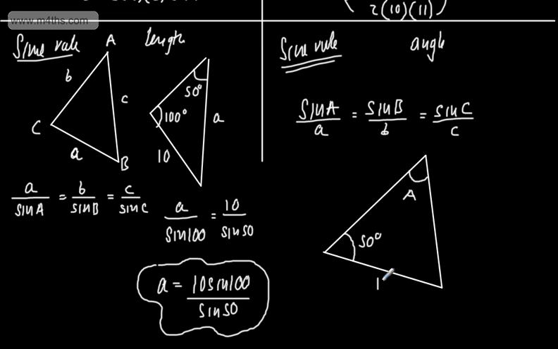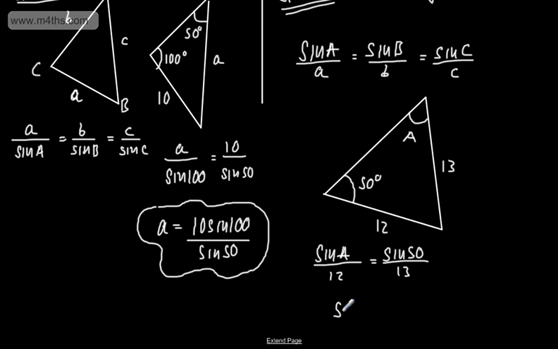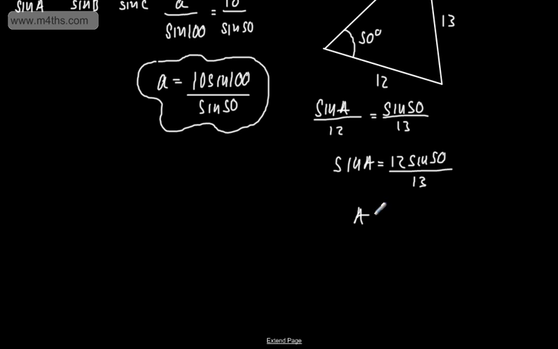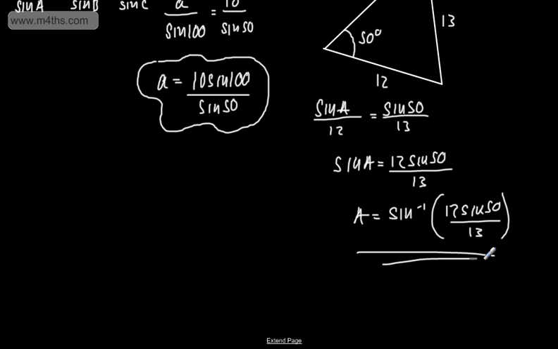Let's say that this was going to be 12. And then this one right here, let's just make up some number. Let's say that that's going to be 13. And we wanted to find the value of A. We could say that sine A over 12 is equal to the sine of 50 degrees divided by 13. We would multiply both sides by 12, so sine A is going to be equal to 12 sine of 50 degrees divided by 13, and then we could say that A was equal to the inverse sine of 12 sine of 50 degrees divided by 13. So that would give us A.